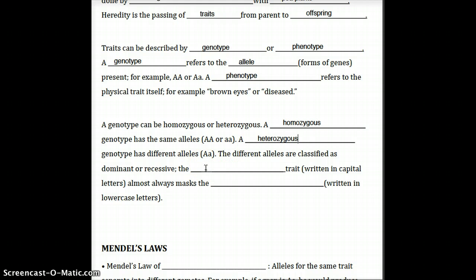And the different alleles, whether it's big or whether it's small, can be classified as dominant or recessive. Do you guys remember which one has the capital letters? You should have said dominant. And hopefully you guys remember the capital letters are going to be dominant, the lowercase letters are going to be recessive.